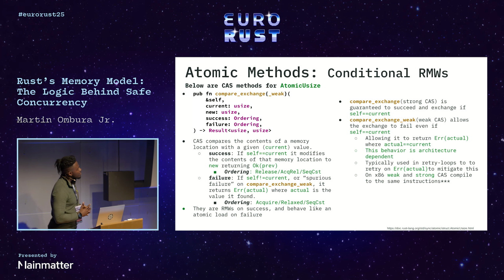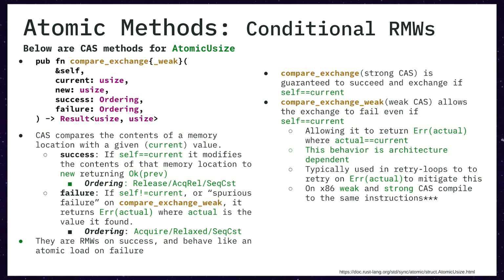Now the conditional ones, like the compare exchanges, which are pretty popular. You have the value self, let's say it's AtomicUsize. If self is equal to current, then push in this new value. If that works, we use a particular ordering for that success condition. If self does not equal current, we're in a failure scenario, and we have to use a specific ordering for the failure scenario. There are certain orderings that can only be paired with a success condition, and certain orderings that can only be paired with the failure condition.